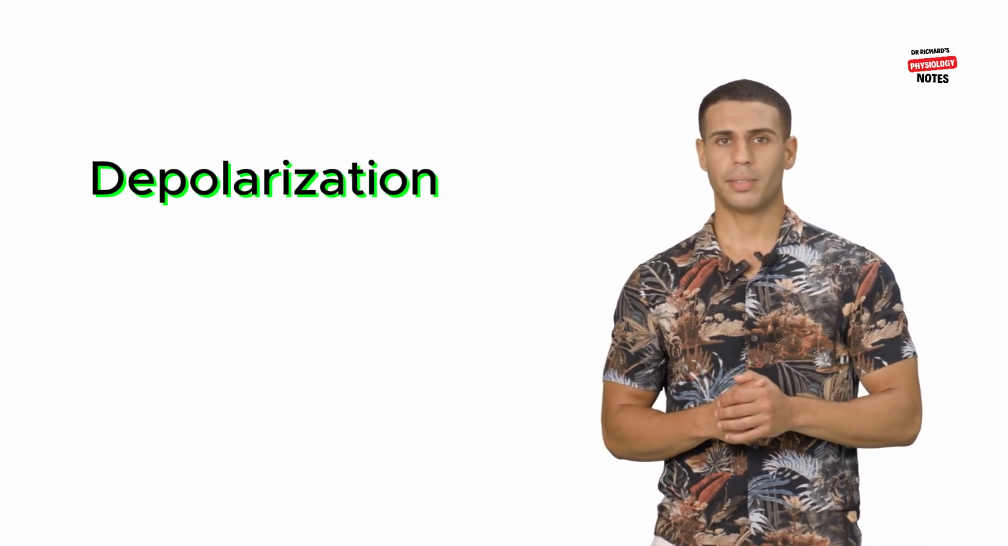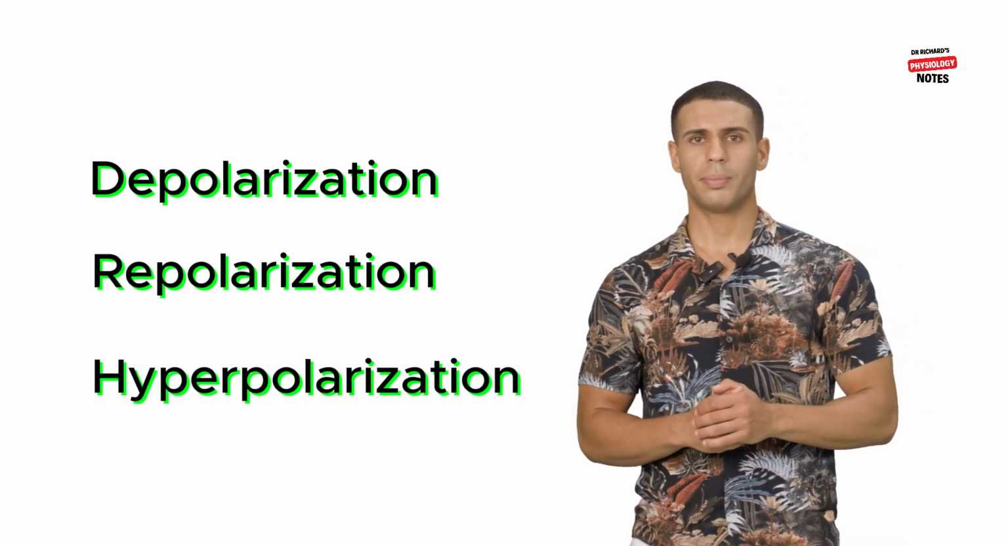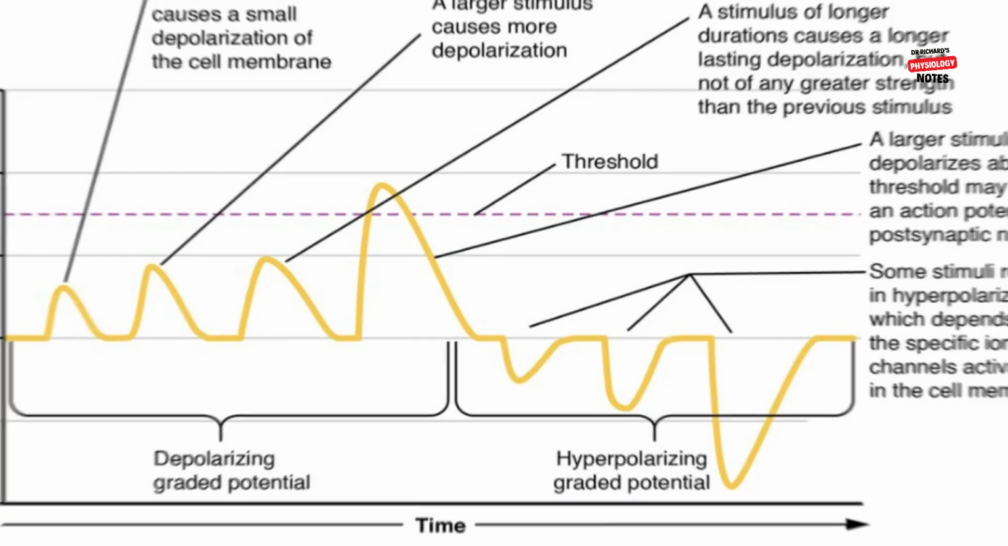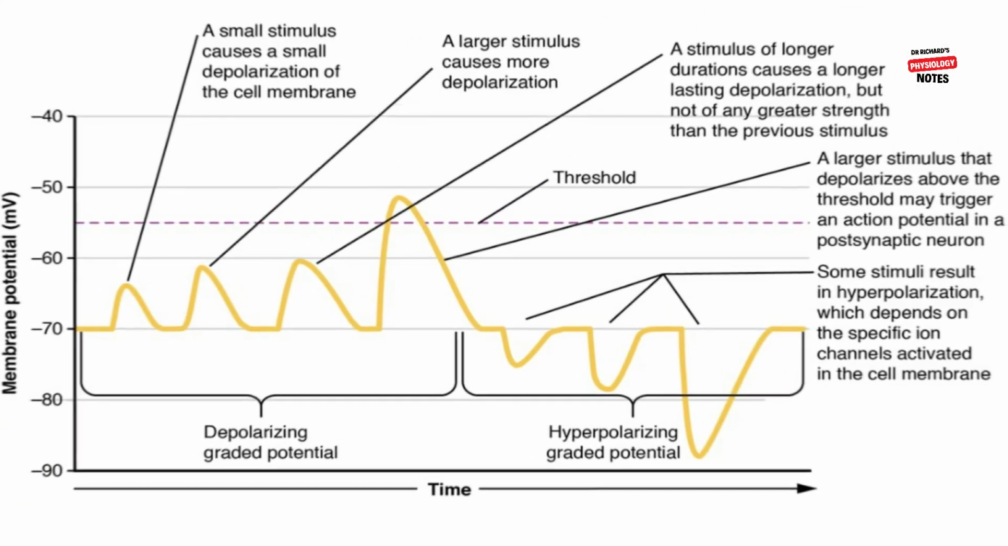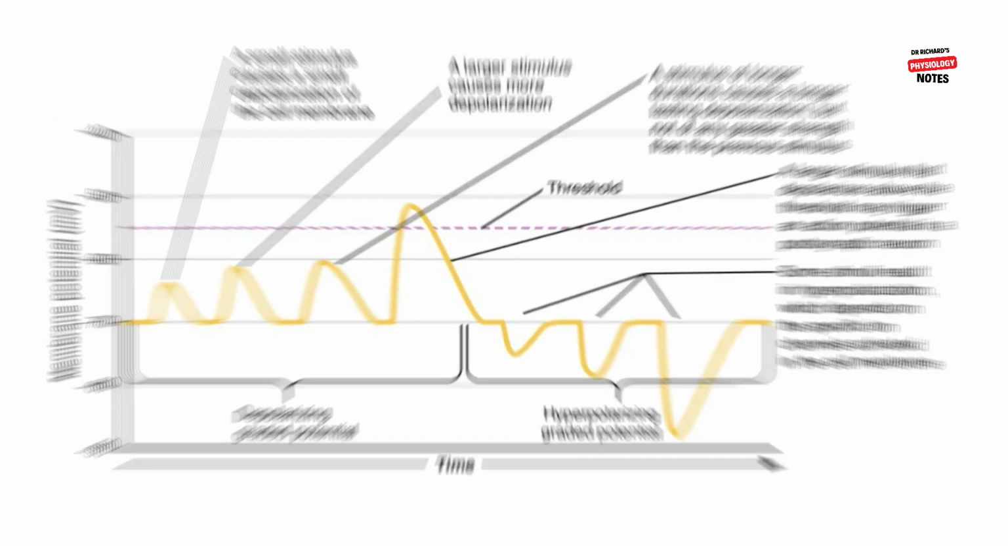Changes in the membrane potential could result in three events: depolarization, repolarization, and hyperpolarization. Depolarization occurs when the inside of the membrane becomes less negative. Repolarization occurs when the membrane returns to its resting membrane potential. Hyperpolarization occurs when the inside of the membrane becomes more negative than the resting potential.